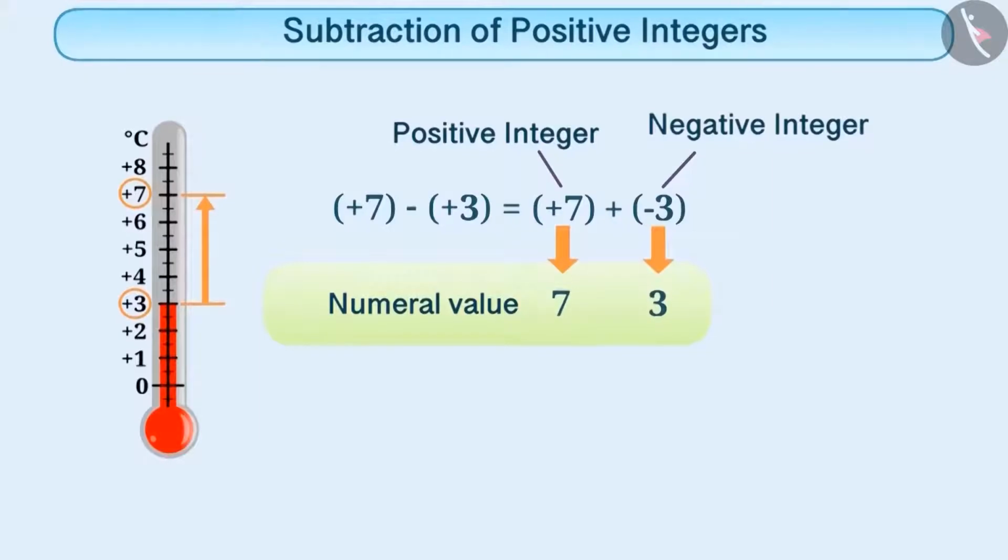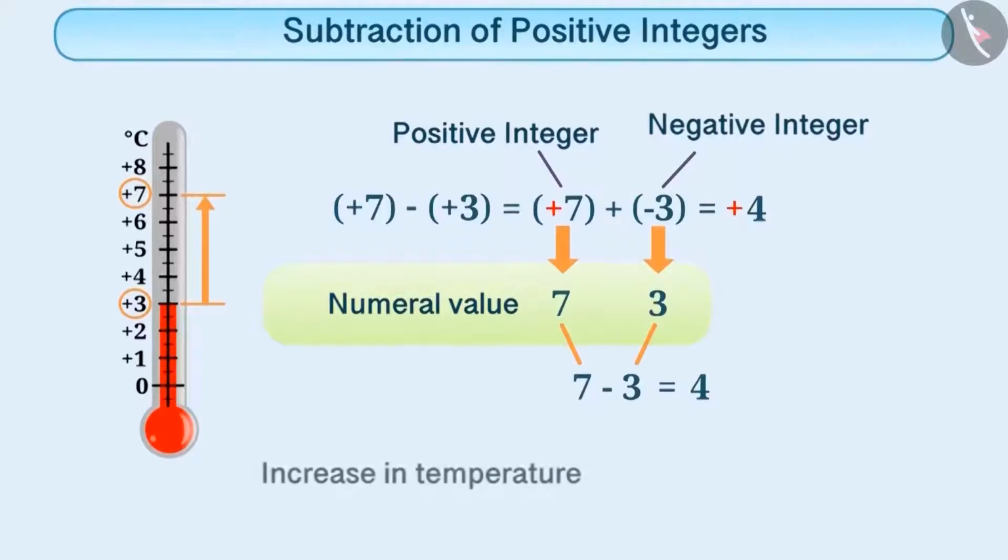Now, we will subtract the smaller numeral value, which is 3, from the larger numeral value, which is 7. The result obtained is 4. Now, we will put the sign of the number whose numeral value is larger, which is plus. Therefore, the result will be +4. From the result, it is clear that there is an increase of 4 degrees centigrade in the temperature.